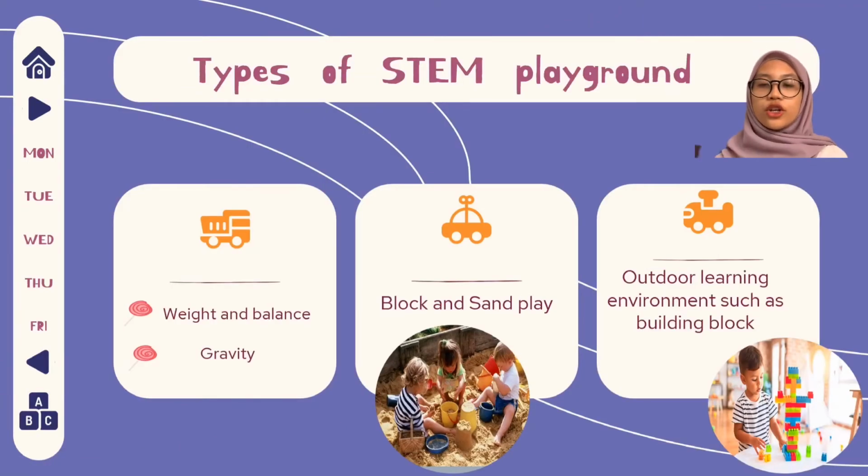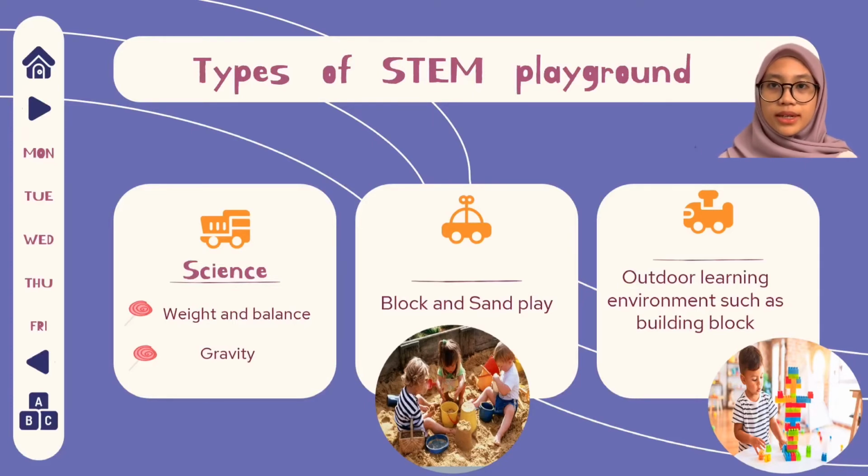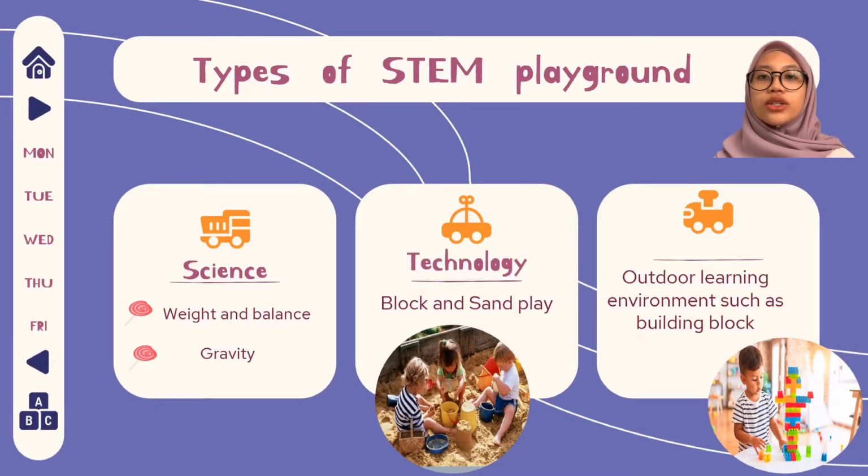Next, here are examples of the types of STEM playground from all aspects. First is science, where students can learn science everywhere, including the playground. For example, students can explore basic science from experiments of weight and balance in the playground. Next is technology. In technology, the components in the playground can enhance their motor skills to manipulate technology tools, for example block and sound play. It will develop the child's skills, enhance coordination, and also encourage their imagination.